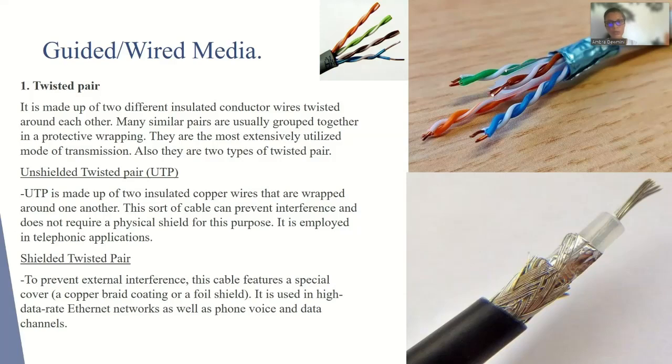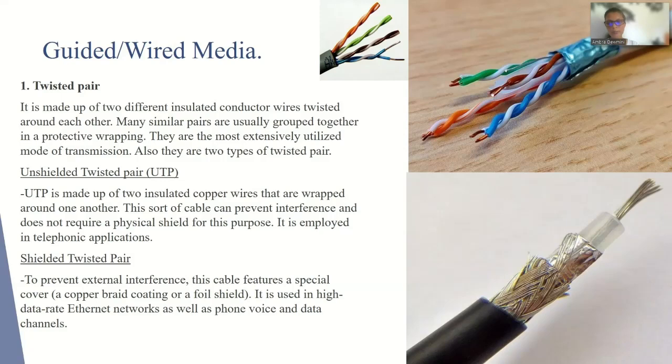Also, there are two types of twisted pair: unshielded twisted pair and shielded twisted pair. Unshielded twisted pair is made up of two insulated copper wires that are wrapped around one another. This sort of cable can prevent interference and does not require a physical shield for this purpose. It's employed in telephonic applications.